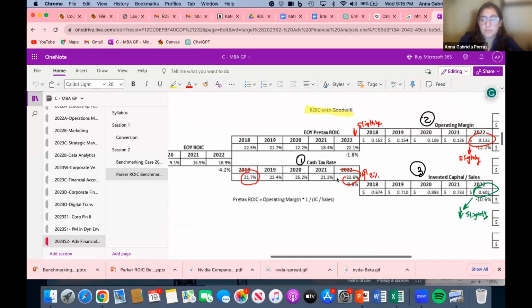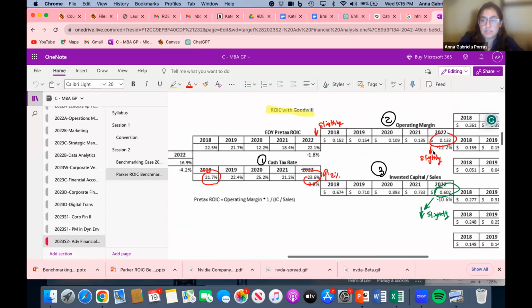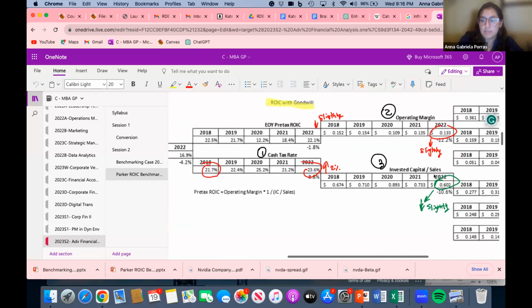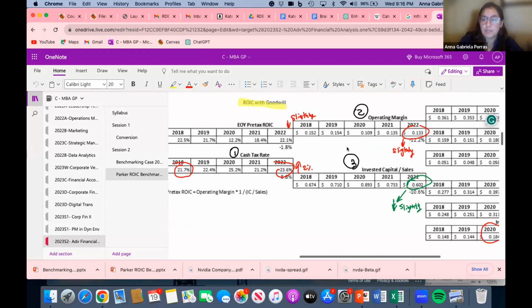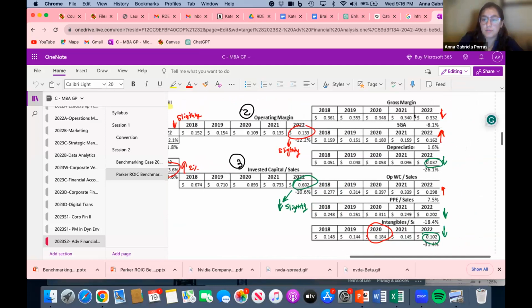And then, as we look at the operating margin, they decreased slightly, about 12%. But then the invested capital also decreased slightly, and so it offsets a little bit. We look at the ROIC, they go from 22.5 to 22.1, so again less than a 2% decrease. Again, another gradually getting a little bit worse. Looking at what caused the operating margin, if we look at the gross margin, it goes down 8%.